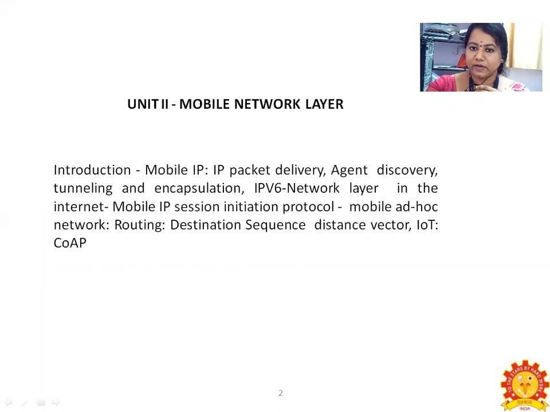Mobile network layer. Here we are going to see the introduction to mobile IP, that is the Internet Protocol, and IP packet delivery, IP agent discovery, tunneling and encapsulation, IPv6, that is the network layer in the Internet, mobile IP, session initiation protocol, and mobile ad hoc networks. Under mobile ad hoc networks, we are going to see routing, the destination sequence distance vector. Lastly, we are going to see IoT CoAP. So these are the topics we are going to see under the mobile network layer.